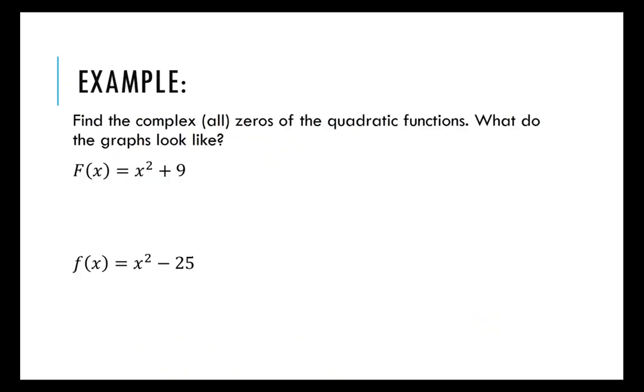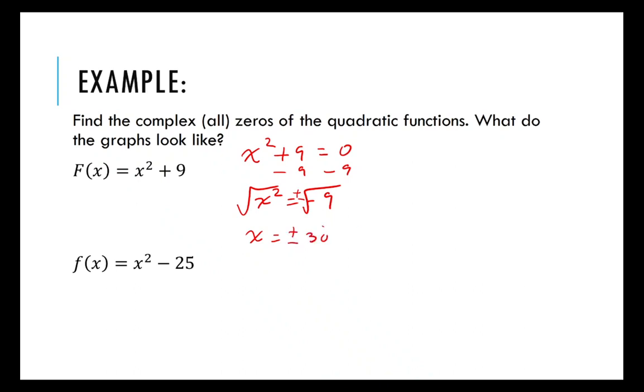So let's say we want to find the complex zeros, that is all the zeros of the quadratic functions. What are these, and describe what these graphs look like. So first off, if I've got x squared plus 9, if you want, you could use the quadratic formula. But anytime you can, go the easiest route. I see that if I'm trying to find the zeros, that is x squared plus 9 is equal to 0, I can just use the square root property. That is x squared is equal to negative 9. Then when I take the square root of both sides, that's going to leave me with x is equal to, remember, plus or minus, that is plus or minus 3i.